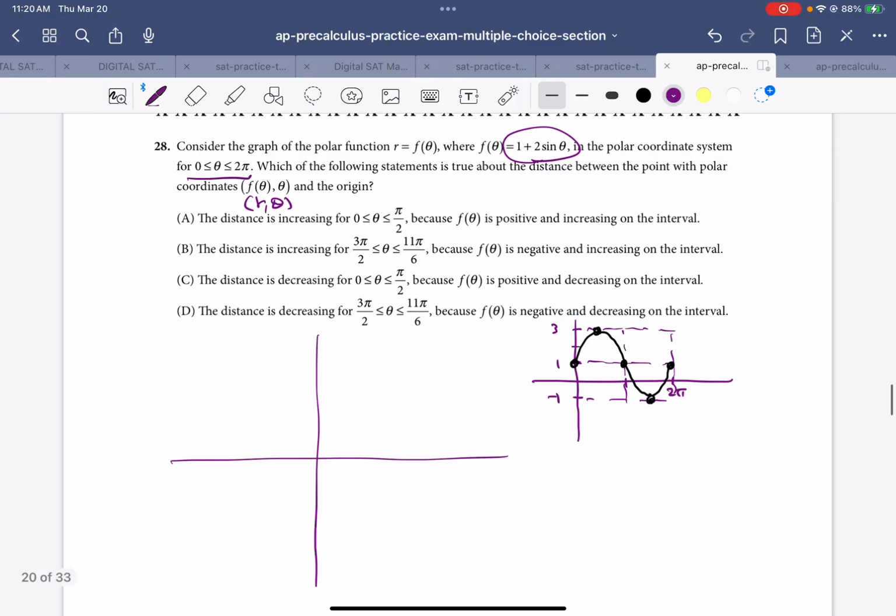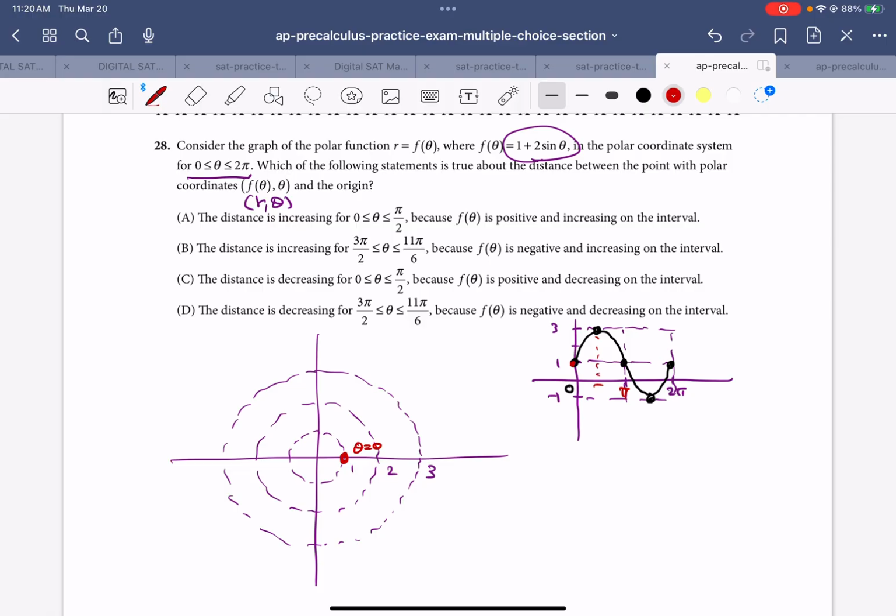So this one, let's say you mark 1 here, this one 2, I'm drawing a polar coordinate plane, and this one 3, right? So in the beginning, when theta is 0, you start from 1. So you start from 1 here. That's when theta is 0. Okay, so that point. Now, here's pi, and this is pi over 2.